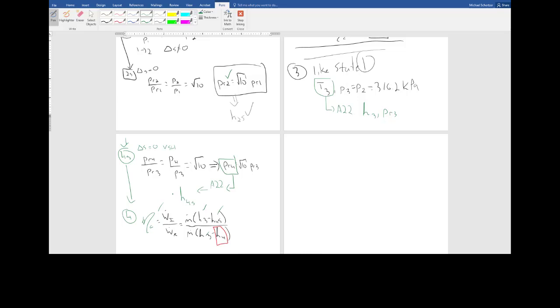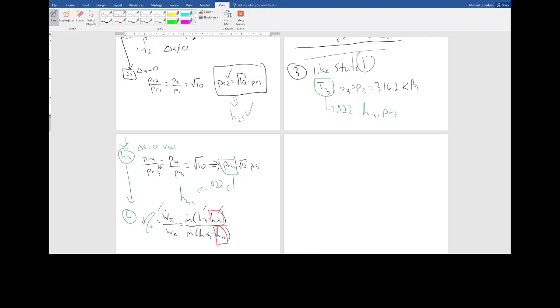If you went right from state 3 to state 4, you might get to this equation and say, I don't know H4 or H4S, in which case, hopefully that's a cue to you to say, oh, I need to go back and find H4S, so I need to go from 3 to 4S because that's the isentropic process.